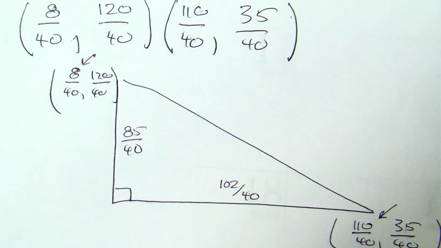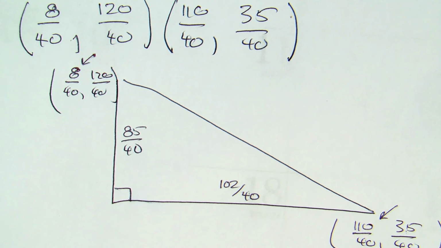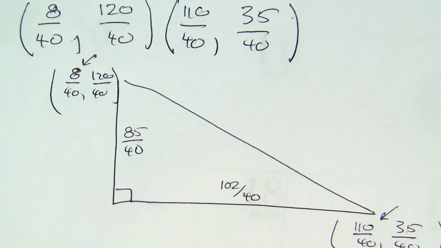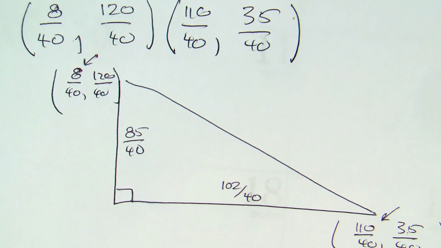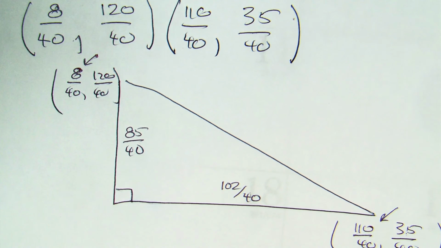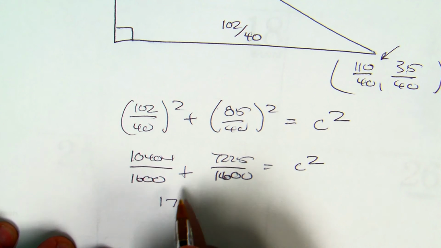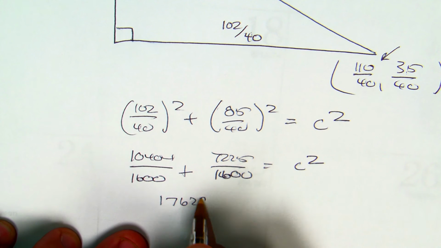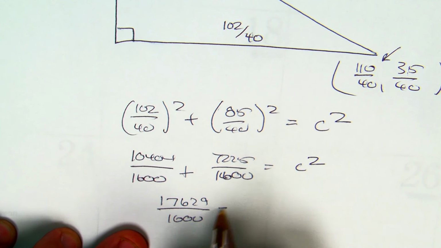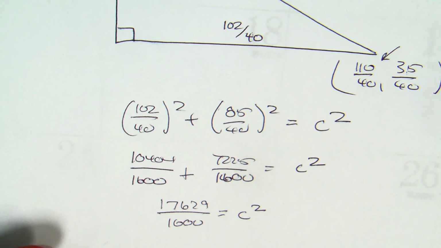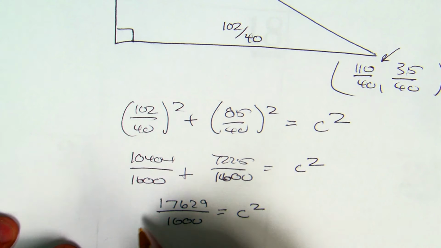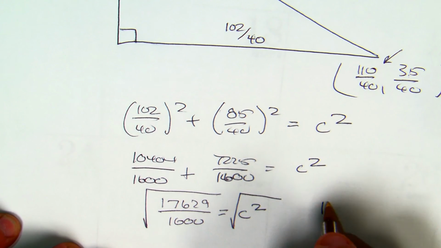Alright. I'm going to obviously use a calculator because I got some big numbers. 102 squared is 10,404 over 1,600 plus 85 squared, which is 7,225 over 1,600. That's equal to c squared. Okay. Now I'm going to add those up, and I got 17,629 over 1,600 equals c squared. Alright, I'm then going to do the square root. Now I'm looking at 17,629.